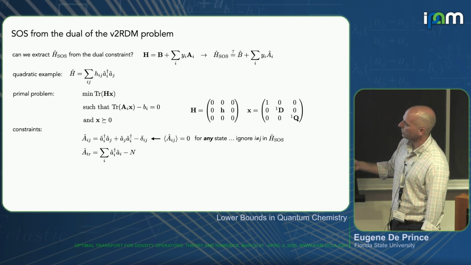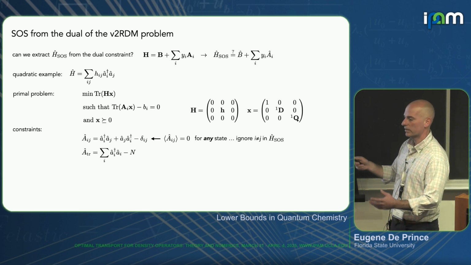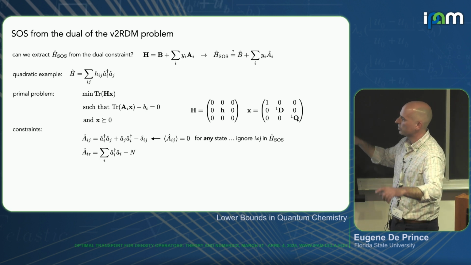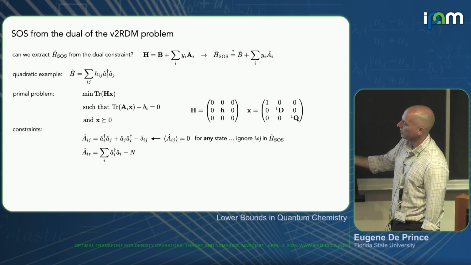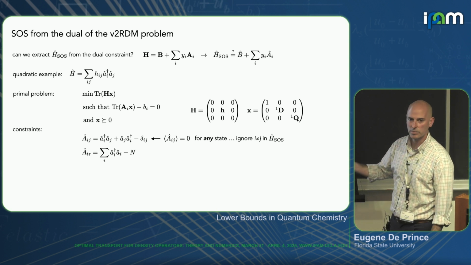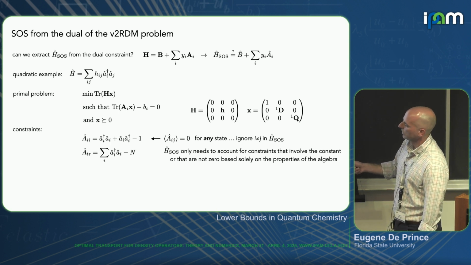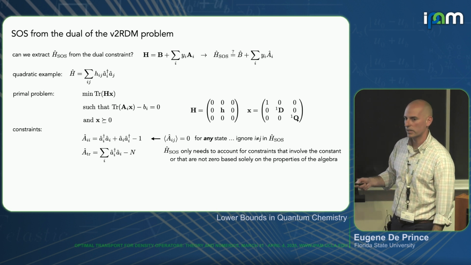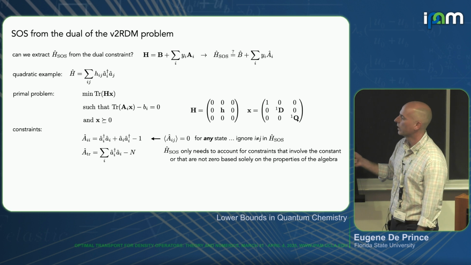The fun thing here is that some of these constraints are purely algebraic, and they will be satisfied for any state. If you just think about what the matrix representation of these operators would be, it's going to be 0. So if I take the expectation value of this operator, it's going to be 0 for any state. So we're going to ignore all of them where i is not equal to j, because the constant is very important. We're only going to think about the constraints that involve the constant. That's in general true: we only need to account for constraints that involve the constant or that are not 0 based solely on properties of the algebra. If a constraint involved the particle number, for example, we would want to include that one in our SOS as well.